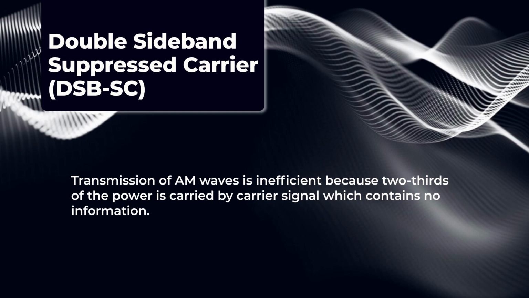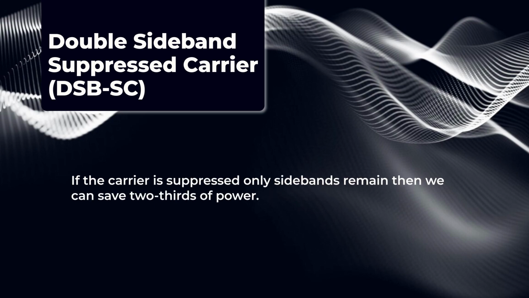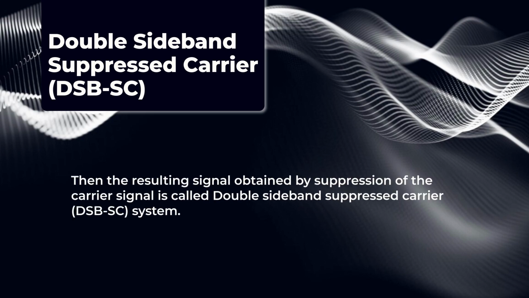Transmission of amplitude modulated wave is insufficient because 2/3 of the power is carried by the carrier signal, which contains no information. If the carrier signal is suppressed and only the sideband remains, then we can save up to 2/3 of the power. This type of suppression does not affect the information signal, and the resulting signal obtained by suppression of carrier signal is called double sideband suppressed carrier system, which is also called DSB-SC system.